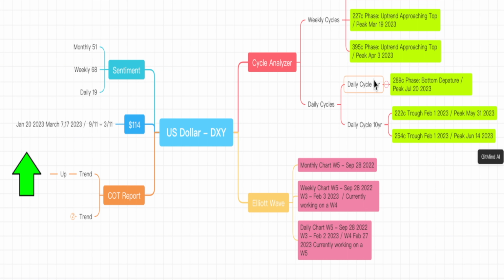Now, using the daily cycles, I split it between 10 years and 5 years, and even the 5 year, the 289, just bottomed out, and it's on a bottom departure. So it's going to hit a peak July the 20th of this year. And then, stretching it out a little more, not being too fractal like 5 years, these are Gann years that I use. There's a 222 that hit a trough February 1st, its peak is May 31st, and the 254 roughly hit a trough around February 1st, and this one hits a peak around June the 14th.